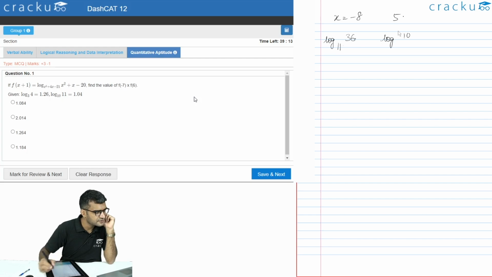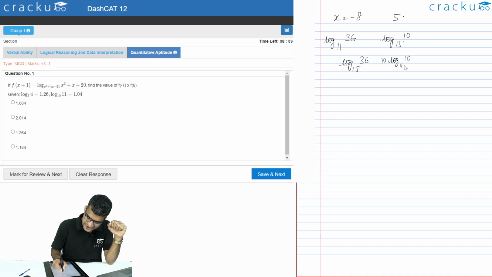This is 10 only, right? Log of x square, x into x plus 1 is 5 into 6. Yeah, this seems to be correct. 5 into 6 minus 20, yeah. And x square plus 4x, so that is again x into x plus 4. So 5 into 9, 36 minus 21 is 15. So this is basically log of 36 to the base 15 into log of 10 to the base 11.